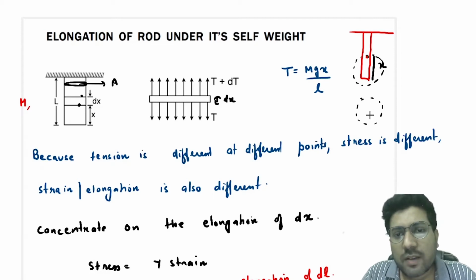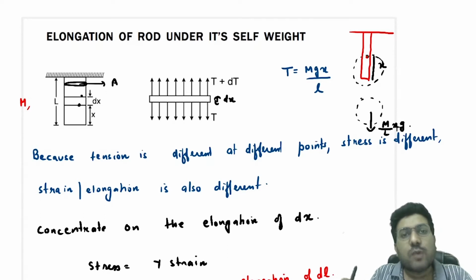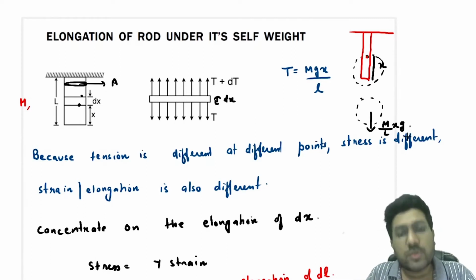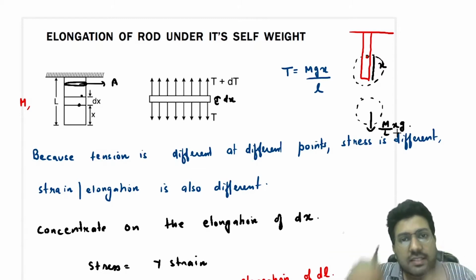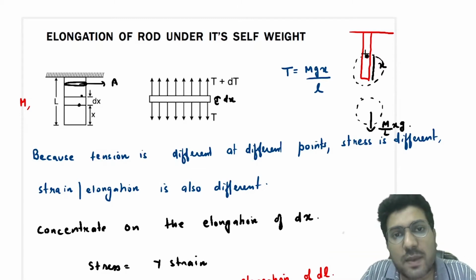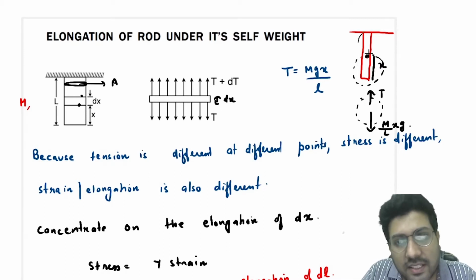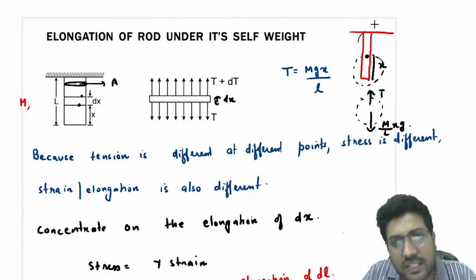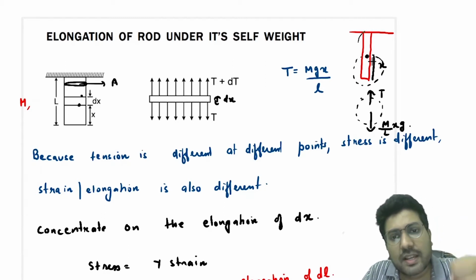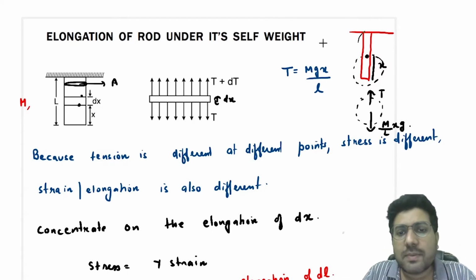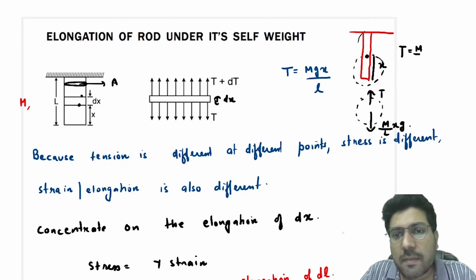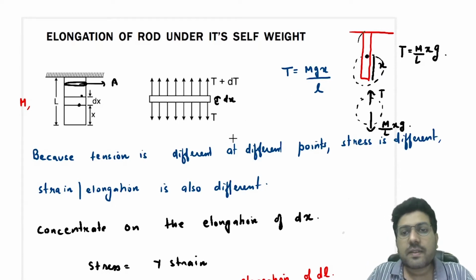Because this system is in equilibrium, the net force has to be 0. Here we will write M by L into x into g. This is the force of gravity, and that is downwards. And this point is being pulled by this part. The tension is a pulling force, so at this point, the tension force due to this region is trying to pull it. The tension is T, but because it is in equilibrium, T is equal to M by L into x into g. So from the bottom at a distance x, the tension is equal to M by L into x into g.